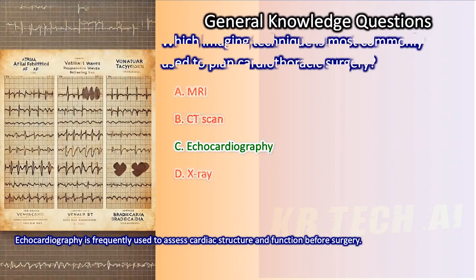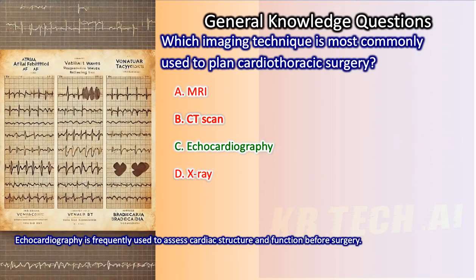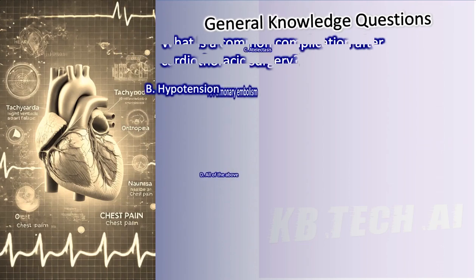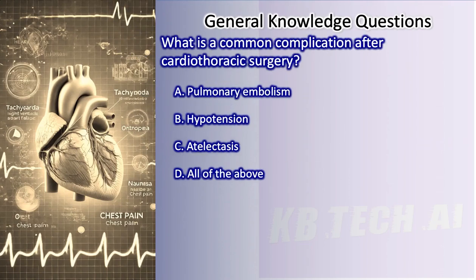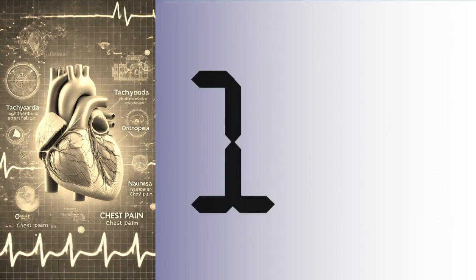The answer is Option 3. Echocardiography. What is a common complication after cardiothoracic surgery? Option 1. Pulmonary embolism. Option 2. Hypotension. Option 3. Atelectasis. Option 4. All of the above.